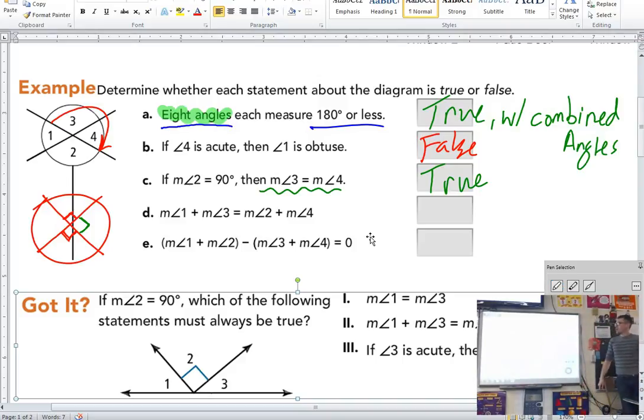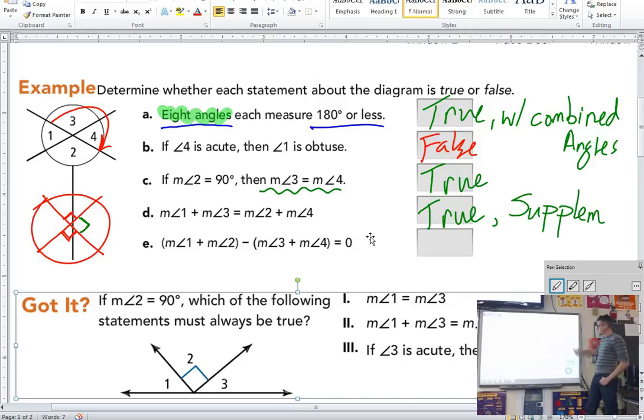Lily, what about if 1 and 3 sum together, they'd be equal to 2 and 4? That is true, because they're both what kind of pairs? They are supplementary. 1 and 3 are supplementary with each other. 2 and 4 are supplementary with each other.